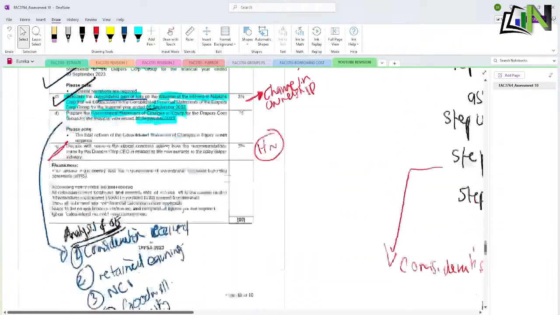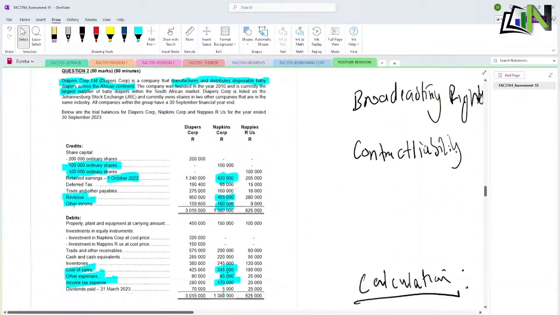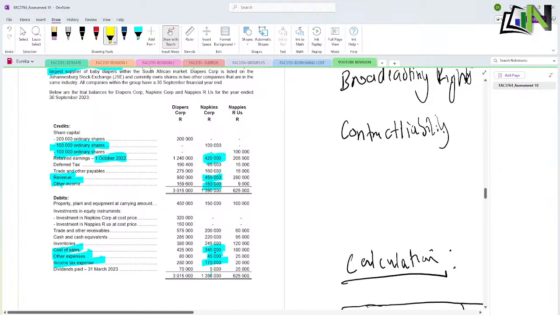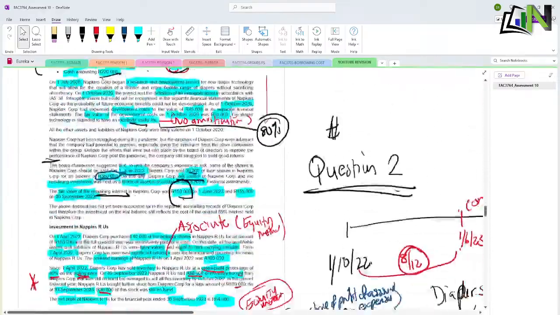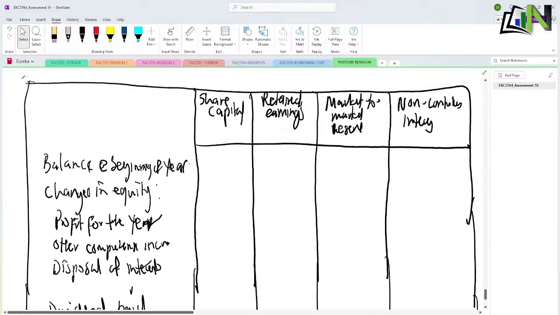So we're going to go to our trial balance and get the share capital of the parent and the dividends paid of the parent. All right, so share capital of the parent is 200,000, and then dividends paid is 70,000. We take only those figures as is. So those are my easy marks. I'm going to come and put my easy marks, and then we start working.